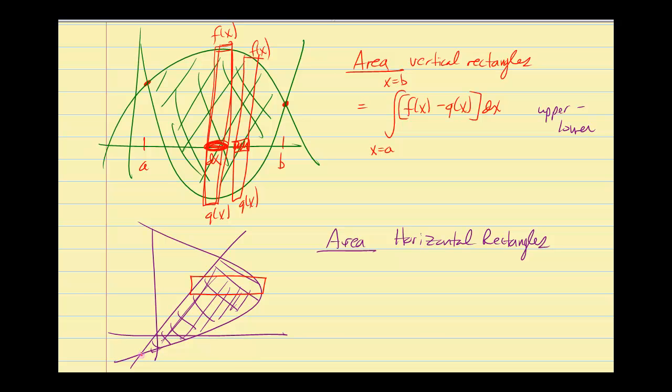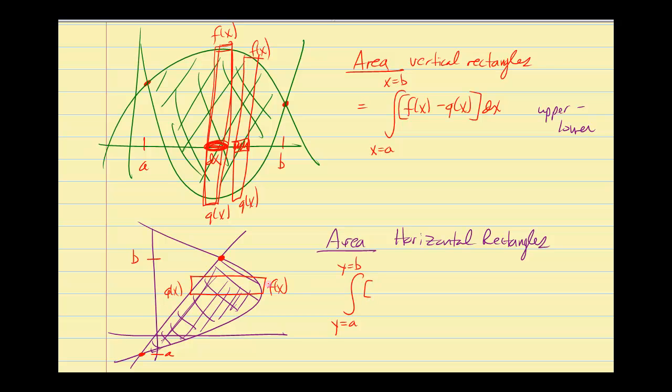Now for this particular graph, I have points of intersection as well, and we'll call the upper one b and the lower one a. So I would integrate from y equals a to y equals b. Now, we're going to use my right curve to be f of x and my left curve to be g of x.